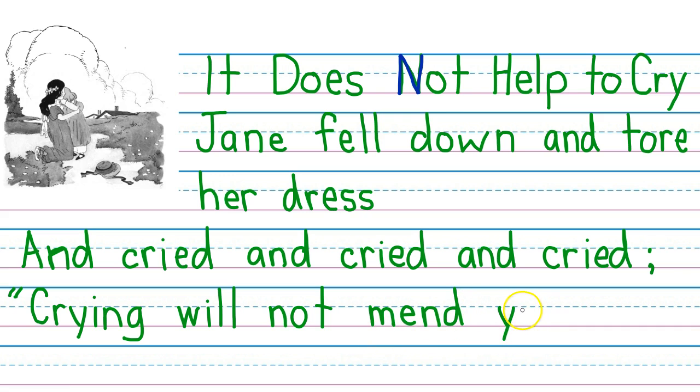Your is the Y that says Y and an R controlled vowel sound. Or your dress. That is the D that says D. The R that says R. The E that says E. SS that says S. Comma. That's the end of your quotation marks. That's what she said. Crying will not mend your dress.